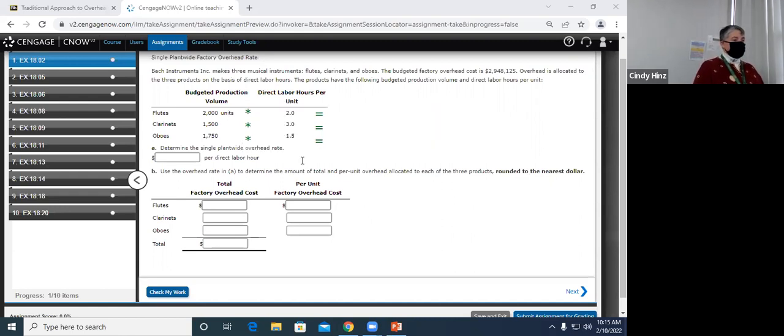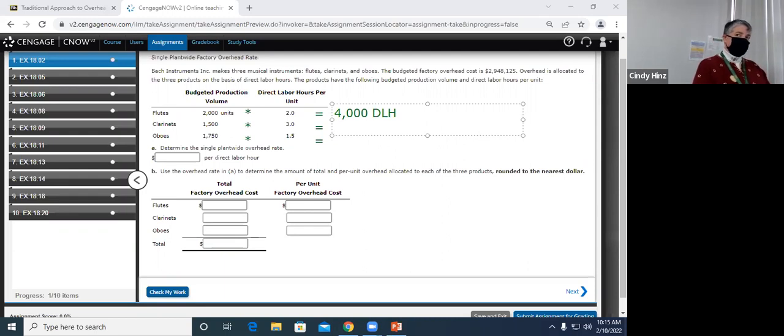Okay, so I'm just going to be doing the math across because we know that our denominator is going to be the budgeted or expected level of the cost driver. It's going to be how many direct labor hours do we expect to work? And we're not given that information directly. We're given what we need to find it. So if we make 2,000 flutes and each flute takes 2 hours of direct labor, that would be 4,000 direct labor hours, right?